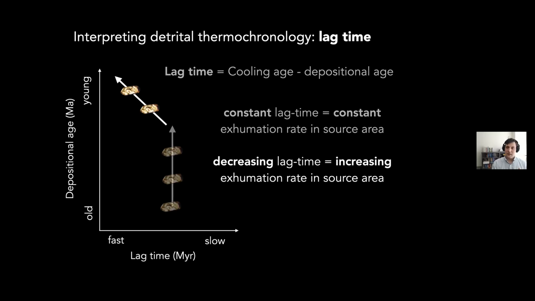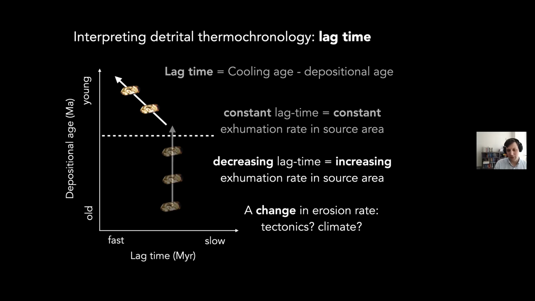If the lag time decreases over time, then what we're seeing is an increase in the exhumation rate in the source area. As the exhumation rate increases, the amount of throughput gets faster and the cooling age would decrease over time, so the lag time decreases. So this increasing exhumation, or this change that we might see, is really what we're looking for. A change in the lag time reflects some kind of paleo change in the exhumation rate that might be due to a tectonic or a climatic driver. And this is really what we're interested in with a lag time study.